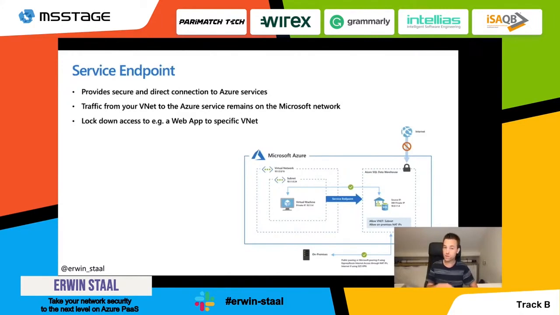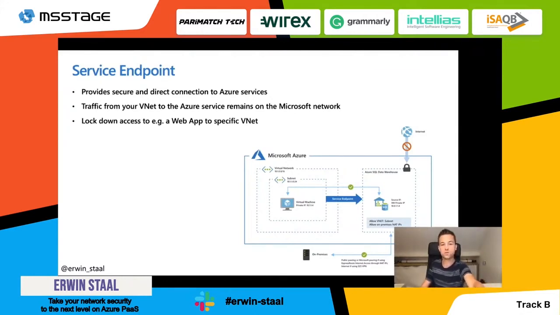So that means that traffic to the particular service remains on the Microsoft backbone network. So that's good. That's more secure, more stable, more performant. On the other side, by doing that, we also know that the traffic from that virtual machine or the app service then goes through our private network coming from our subnet. We can also restrict traffic on the other side to only be allowed to come from that particular service endpoint. We're going to see that in a bit.